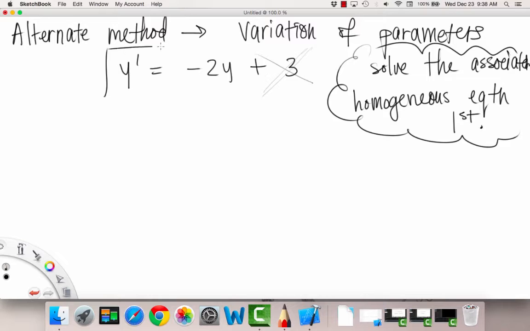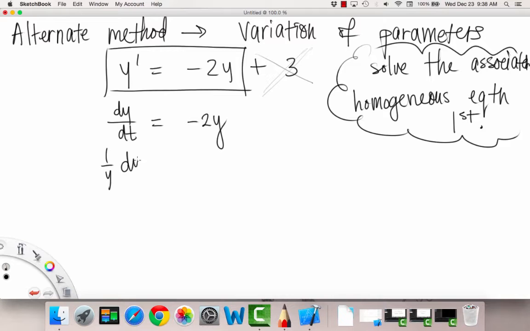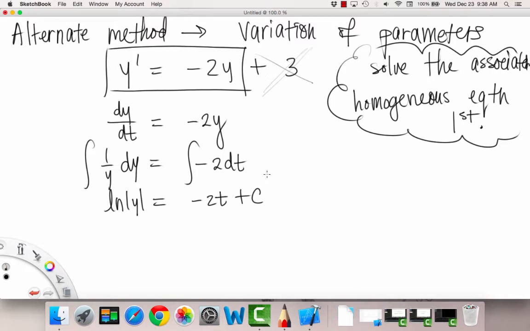We're just going to hone in on this equation here, and solve that right away. So this is like saying the same thing as dy over dt is equal to negative 2y, right? And then when we separate our variables, we get 1 over y dy is equal to negative 2 dt. And when we integrate, respectively, we get ln of the absolute value of y is equal to negative 2t, and then plus a c here.